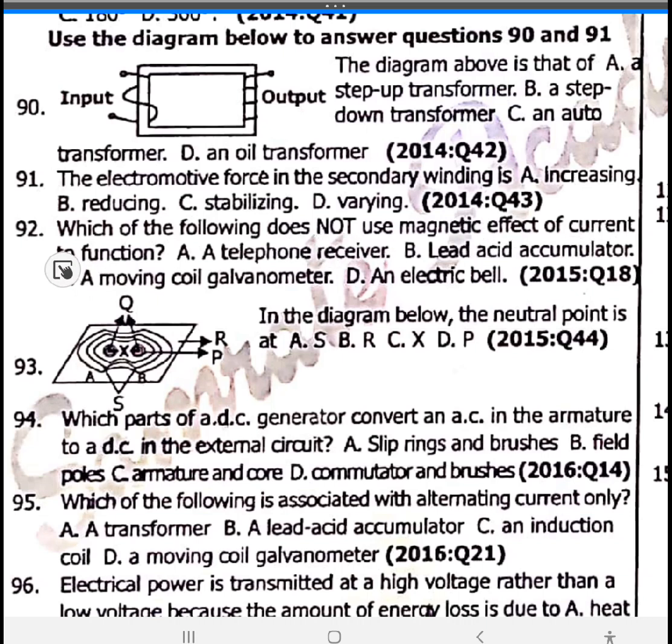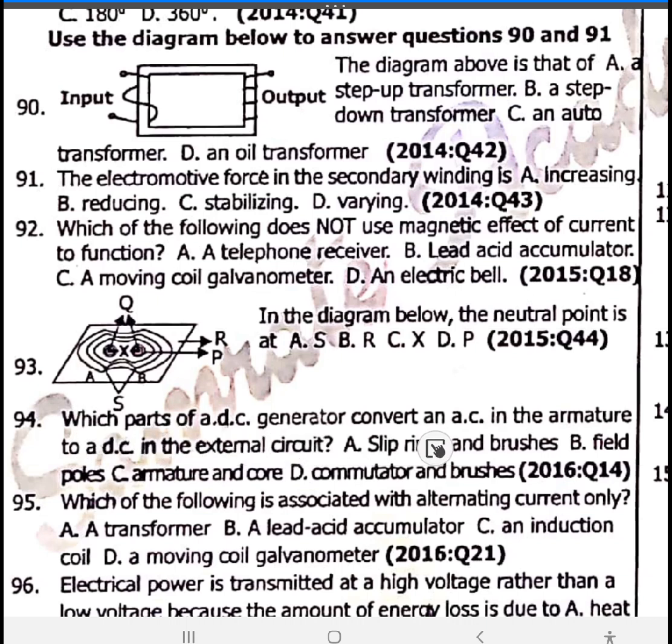Which of the following does not use magnetic effect of current to function? Lead acid accumulator. That is chemical energy. We'll touch on that in the next chapter. In the diagram below, the neutral point is X, option C. 93 is option C.